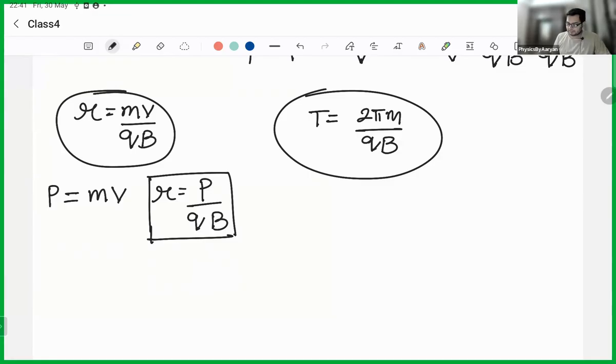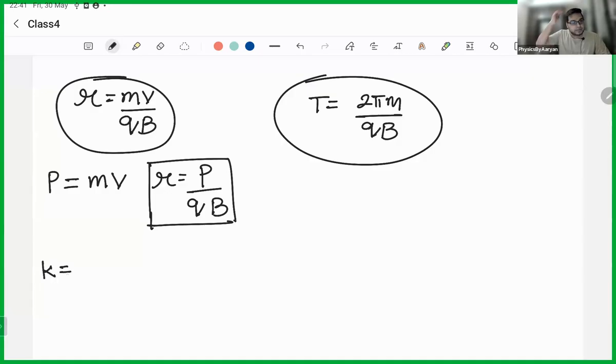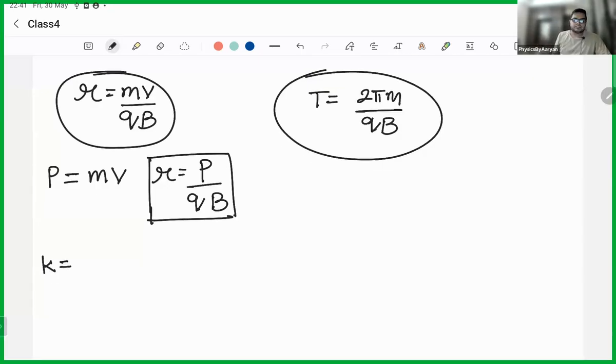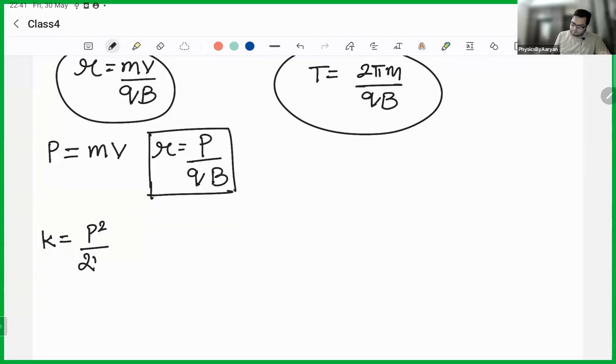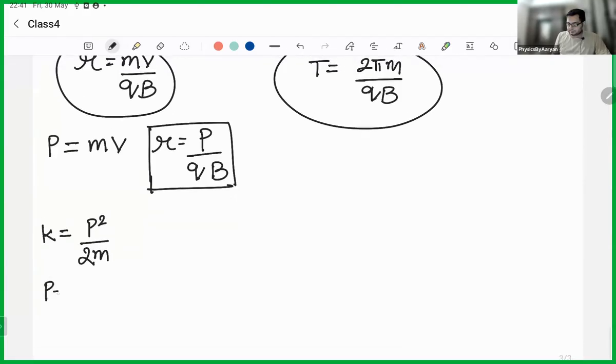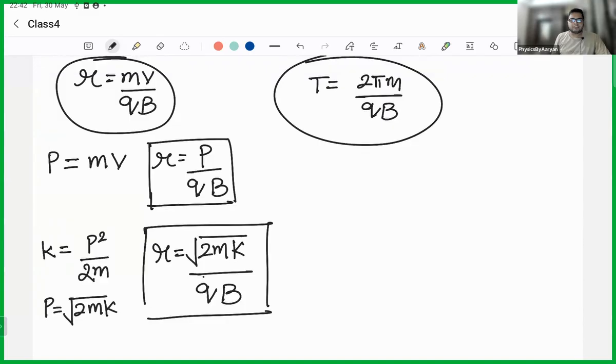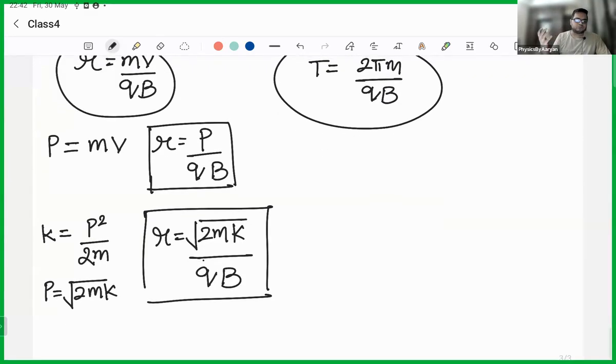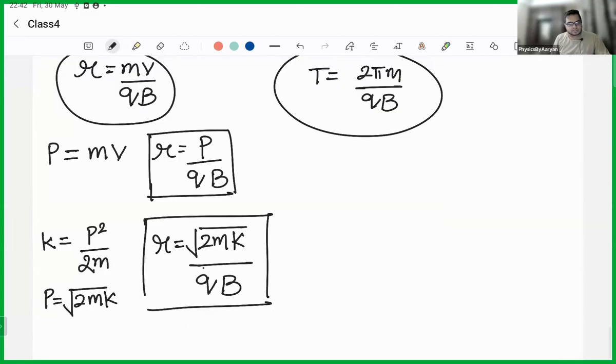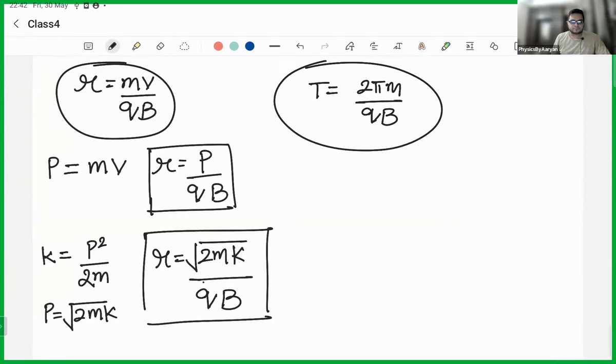Okay. Next, sometimes the kinetic energy is given. Sometimes speed is not given, momentum is not given, kinetic energy is given. So you know kinetic energy is given by p square by 2m, right? So p can be written as under root of 2mK. So I'm going to put momentum here, and you get under root 2mK by qB. These are the different ways of writing this formula. One way is in terms of speed, one way is in terms of momentum, one way is in terms of kinetic energy. Okay, so that is the idea.